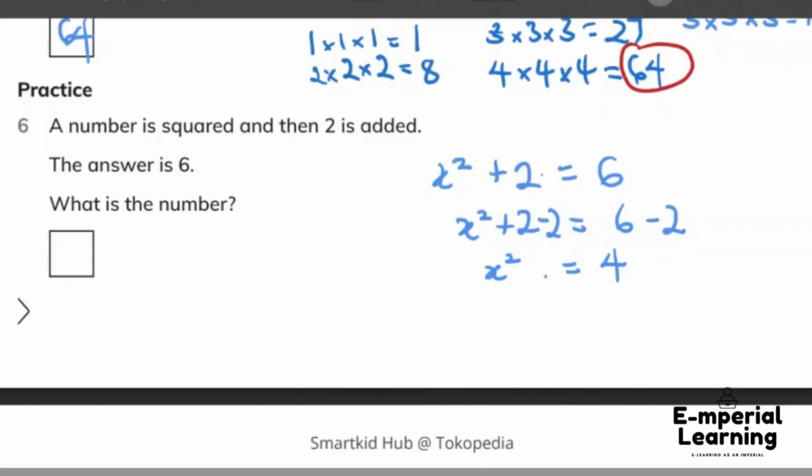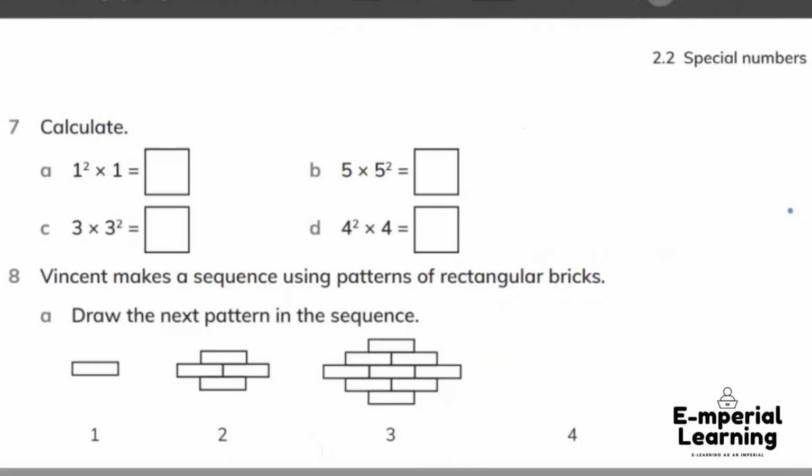And we know that there are only two similar numbers that when we multiply, we get 4. And that is 2 times 2. 2 times 2 is 4. So therefore, our answer is 2. Our x is 2.